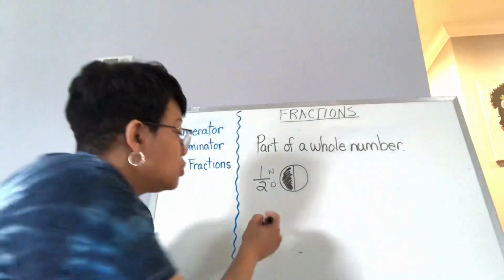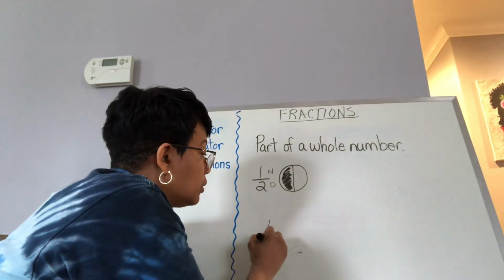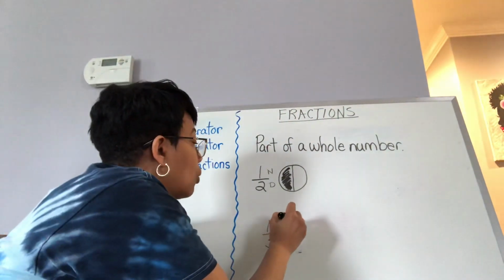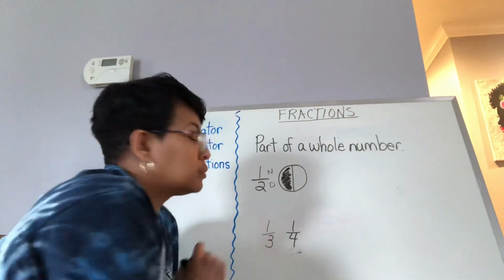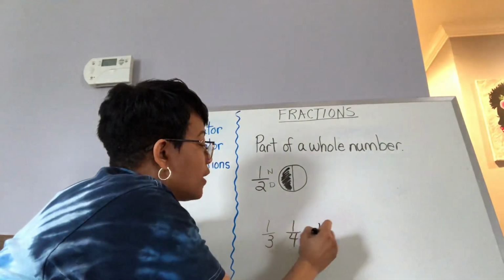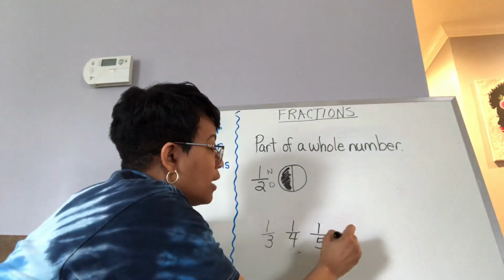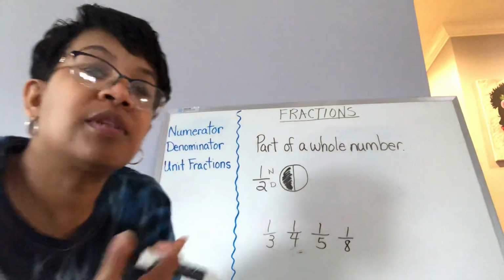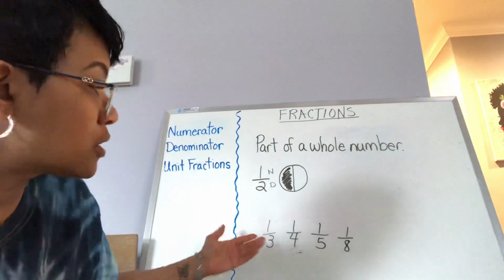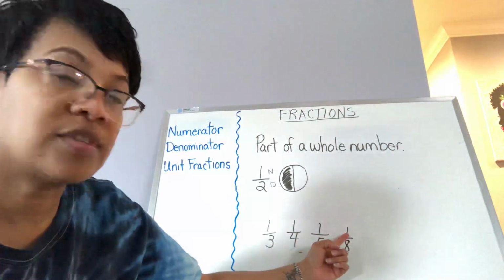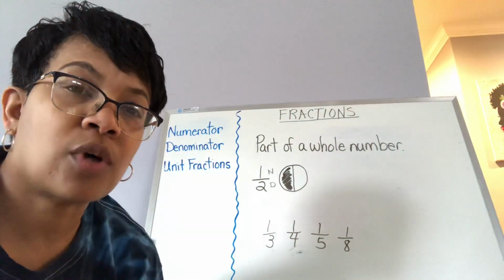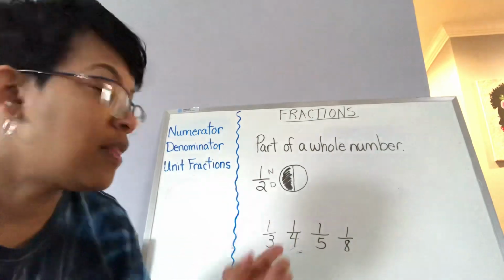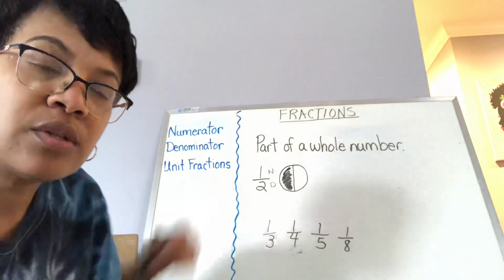All right. If you wrote 1/3 or 1/4, 1/5, or 1/8, or you may have written something else or something similar to that, you are correct because all of your fractions have to have something in common, that the numerators all begin with 1. That's what makes them unit fractions.